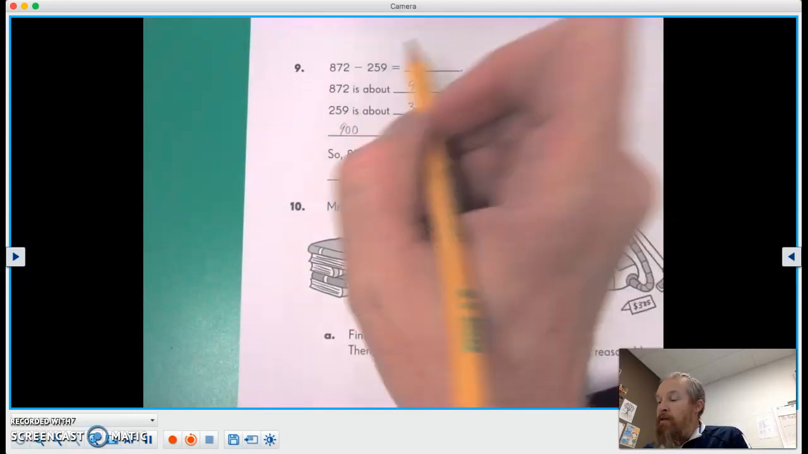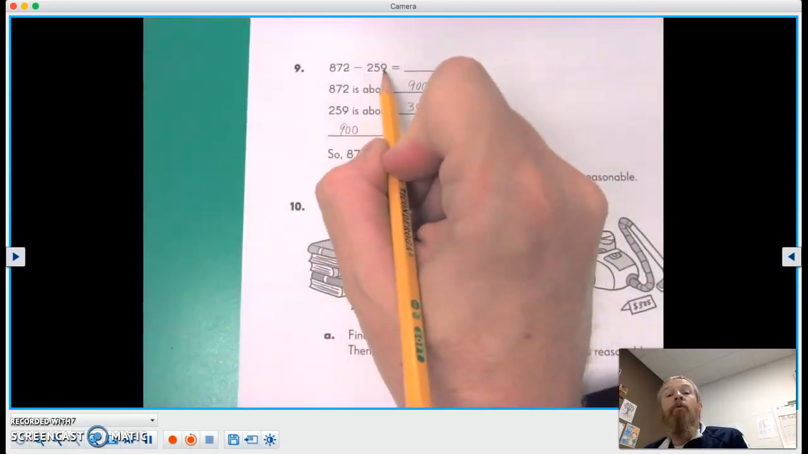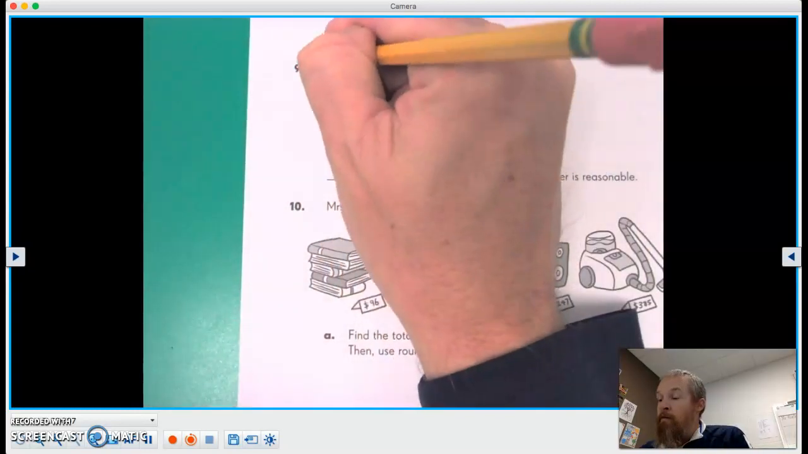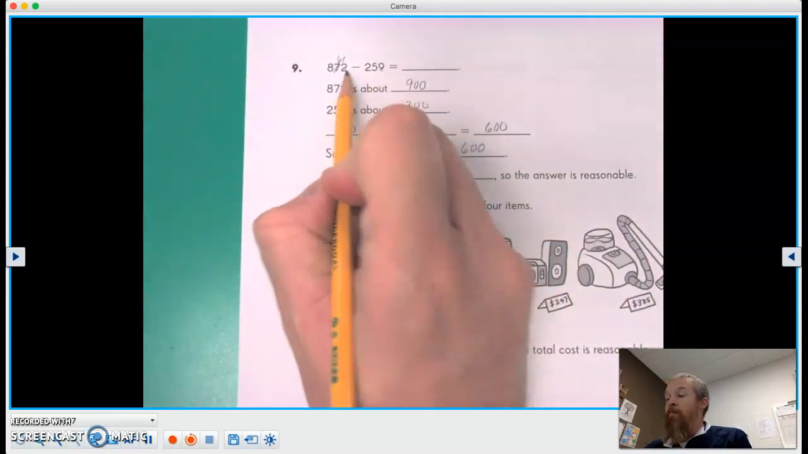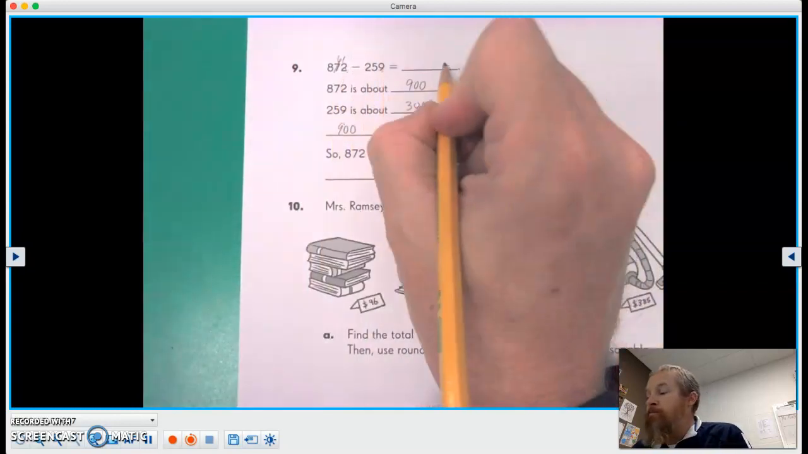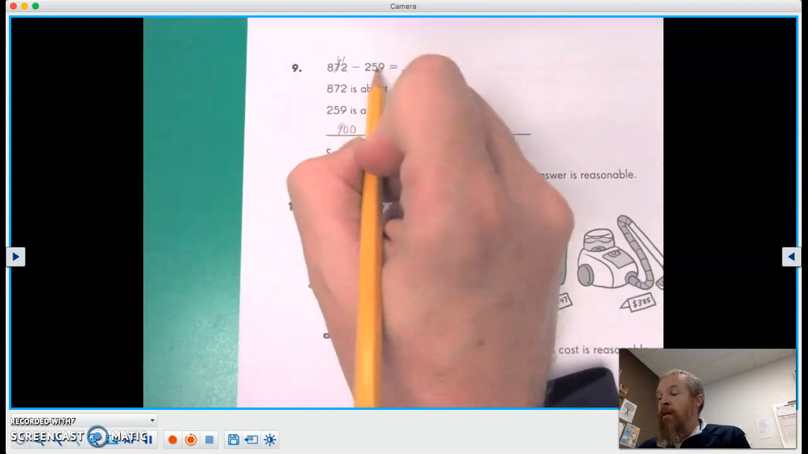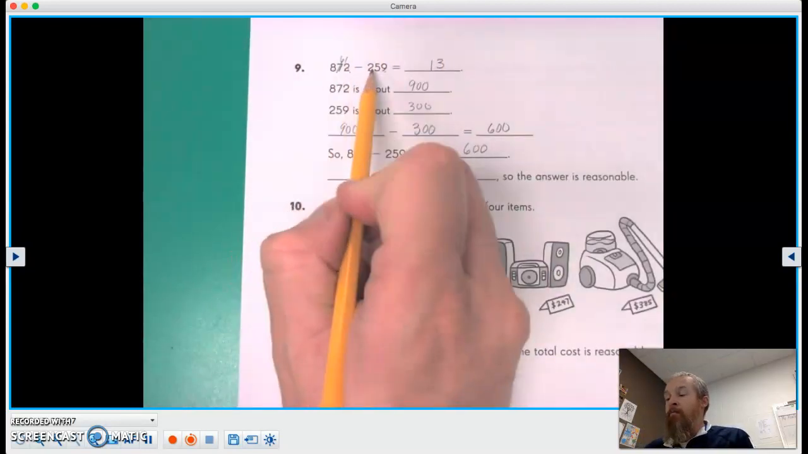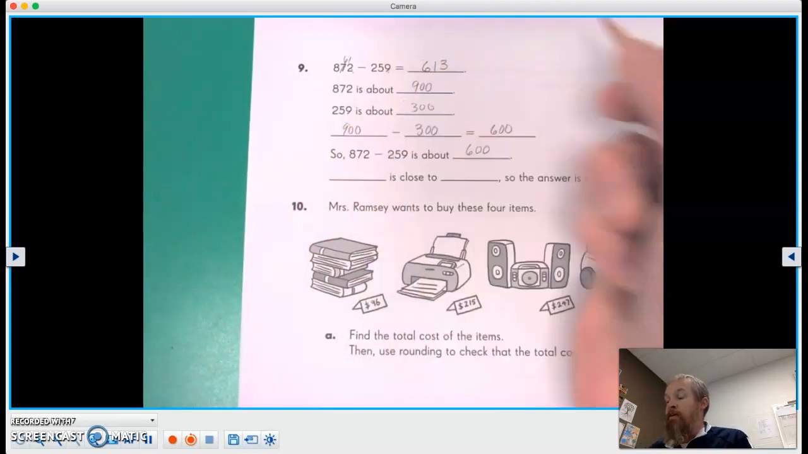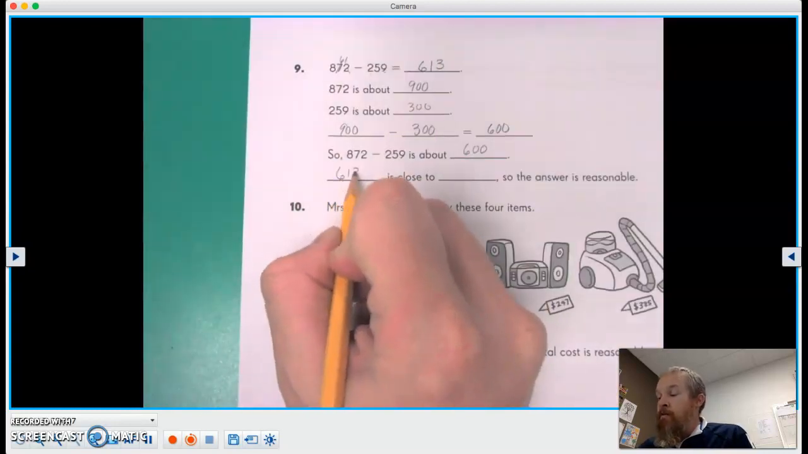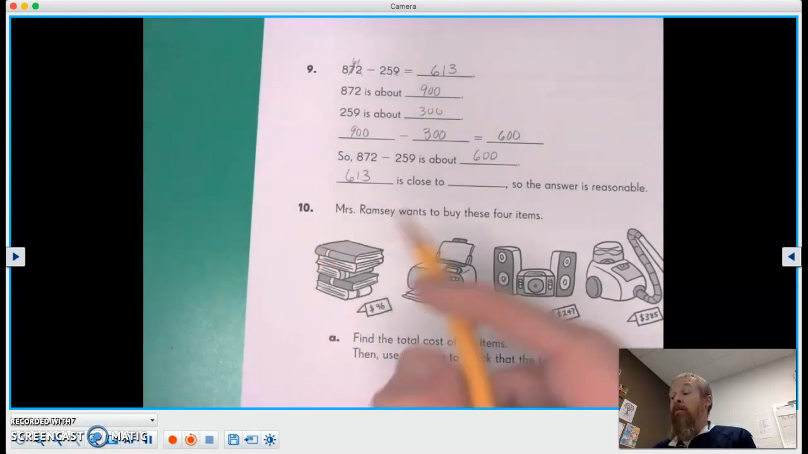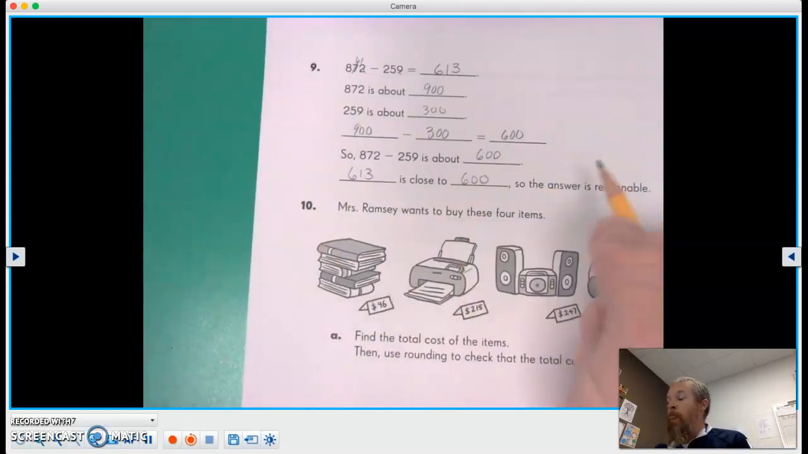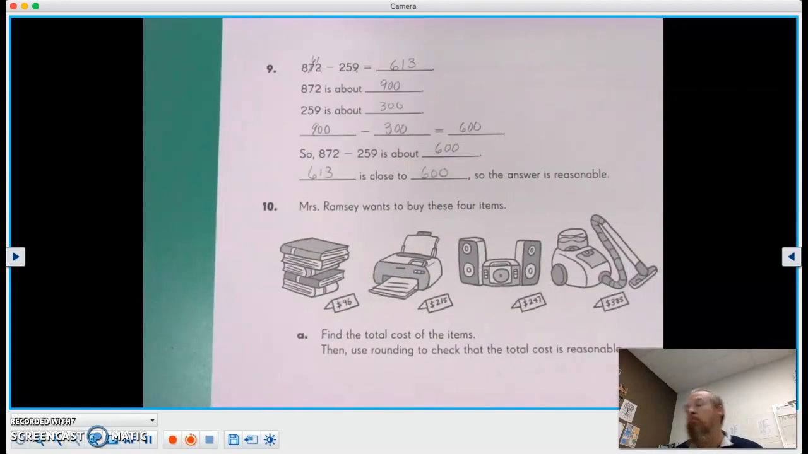Now let's go ahead. 2 minus 9, more on the floor. We have to borrow from next door. 12 minus 9 is 3. 6 minus 5 is 1. And 8 minus 2 is 6. 613 is very close to 600, so our answer is reasonable.